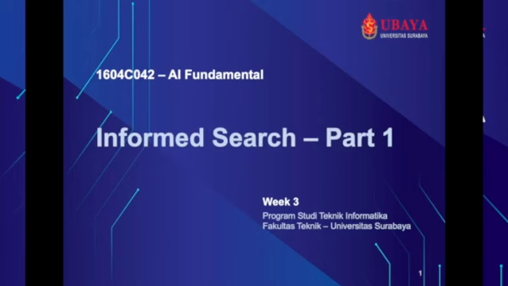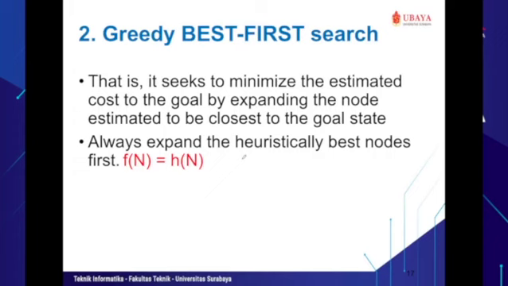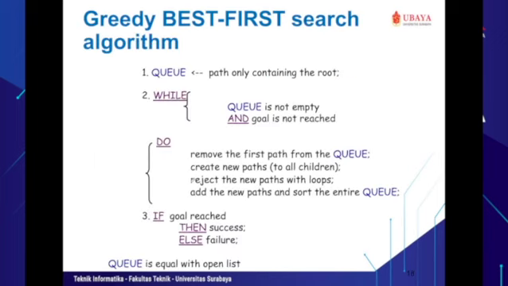In this video, we are going to learn about our second informed or heuristic search called greedy best first search. So how does this greedy best first search algorithm work? This algorithm seeks to minimize the estimated cost to the goal by expanding the node estimated to be closest to the goal state. In this case, this algorithm will always expand the heuristically best nodes first. Let's see the preview of the algorithm of greedy best first search.